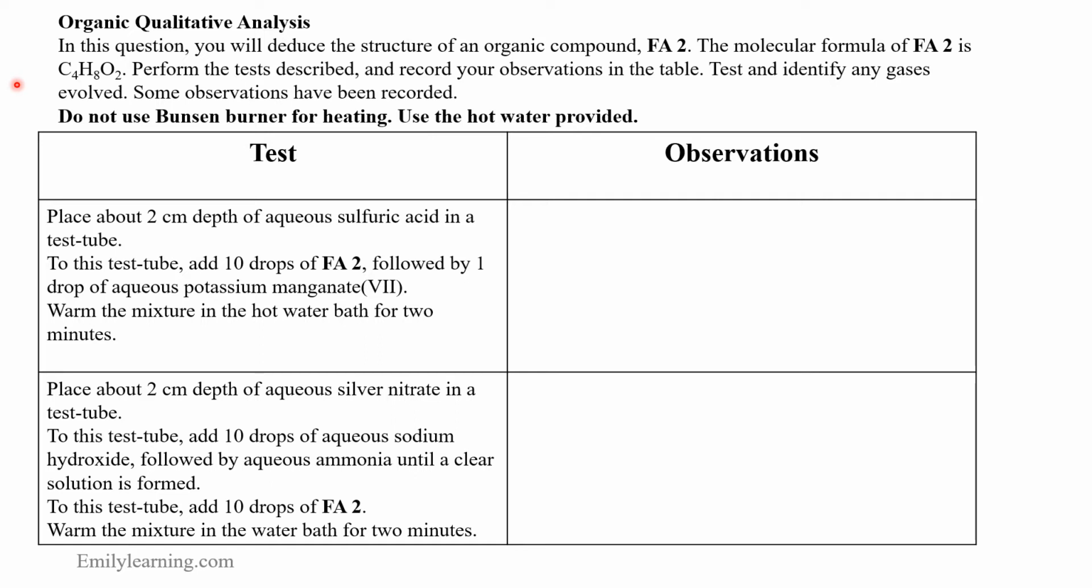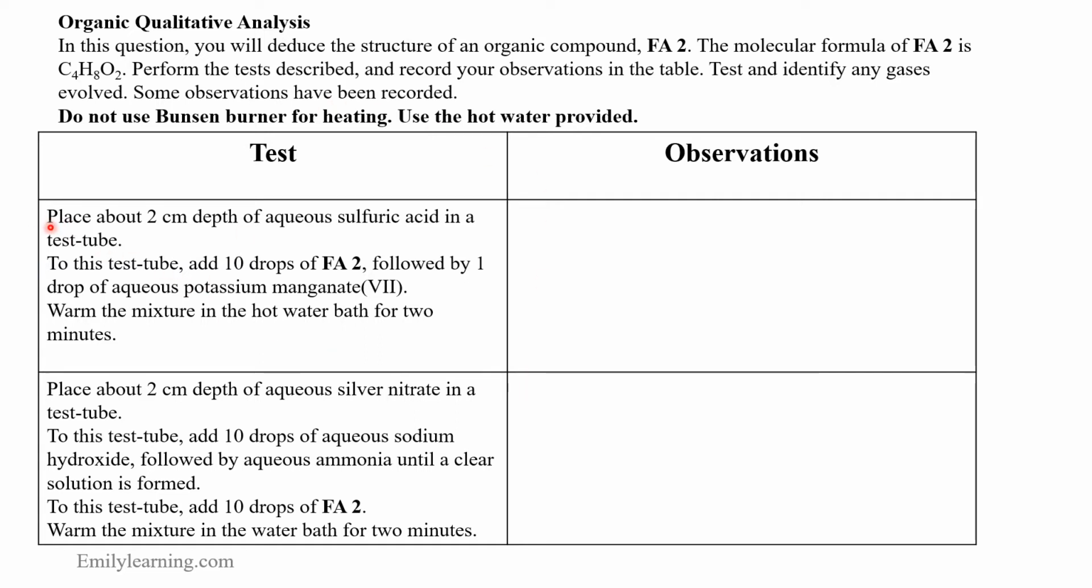So let's take a look at the test that we are supposed to do, and from there let's deduce what it is. If you notice here, it says do not use the Bunsen burner for heating, use hot water provided. So in other words, if the question asks you to heat it in the water bath, what you need to do is to place hot water into a beaker and then put your test tube containing the reagents that you need to add into this beaker of hot water. And this is what the water bath is. Now let's look at the test.